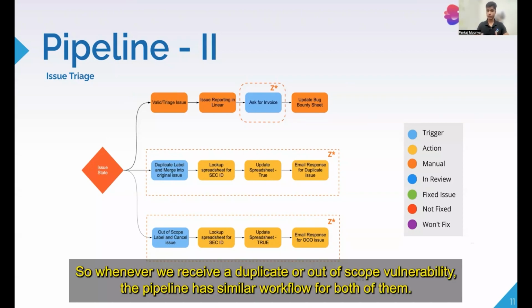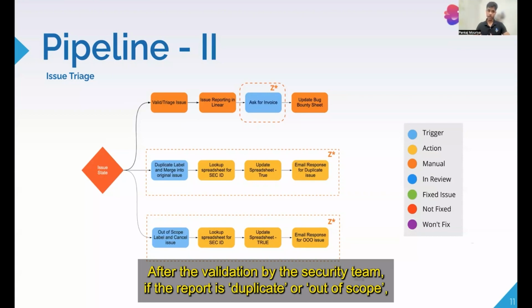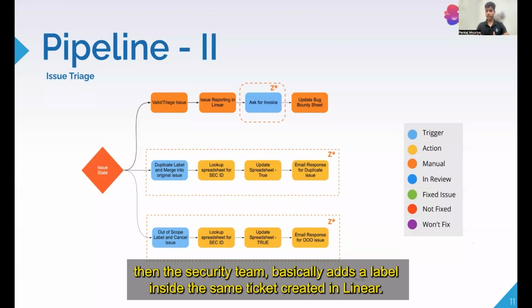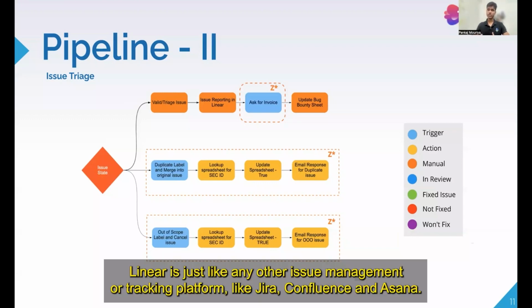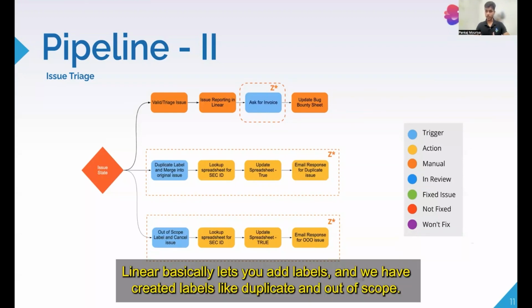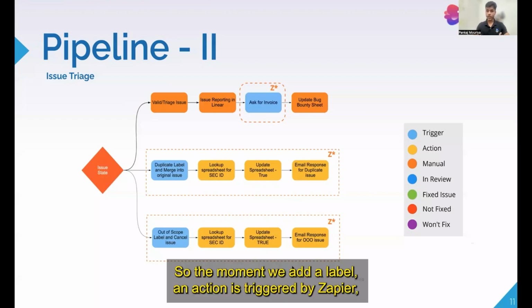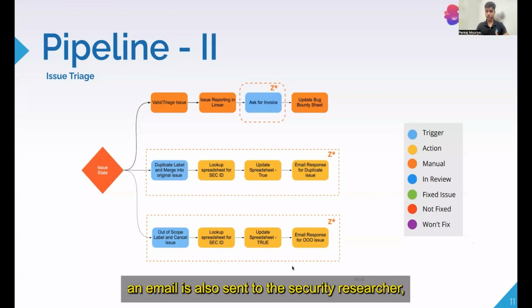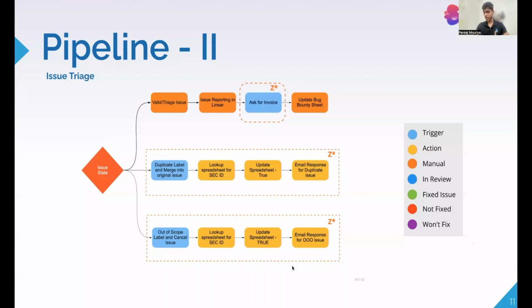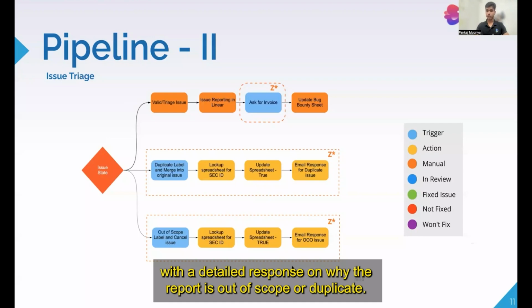So whenever we receive a duplicate or out of scope vulnerability, the pipeline has a similar workflow for both of them. After the validation by the security team, if the report is a duplicate, or you can say out of scope, then the security team basically adds a label inside the same ticket created in Linear. Linear is just like any other issue management or tracking platform like Jira, you might have heard of Confluence, and Asana as well. So Linear basically lets you add labels, and we have created labels like duplicate and out of scope. So the moment we add a label, an action is triggered by Zapier, and an email is also sent to the security researcher with a detailed response on why the report is out of scope or duplicate.